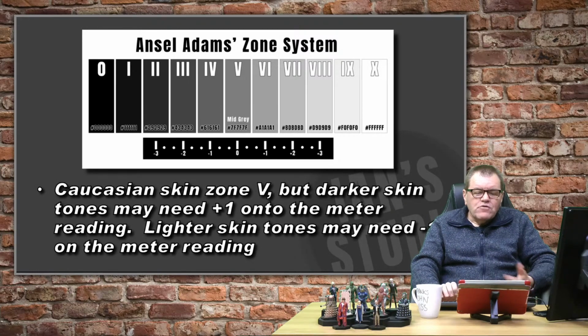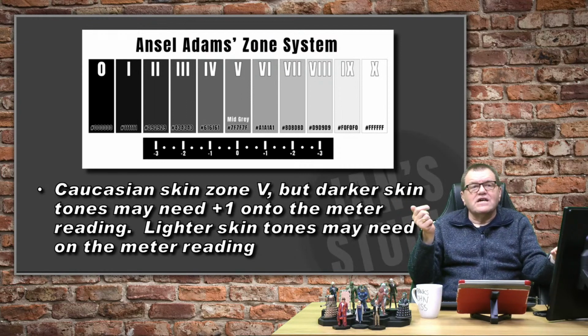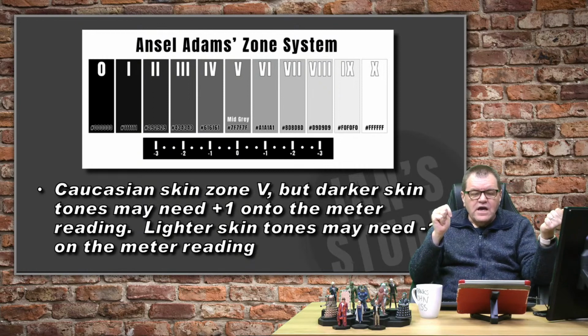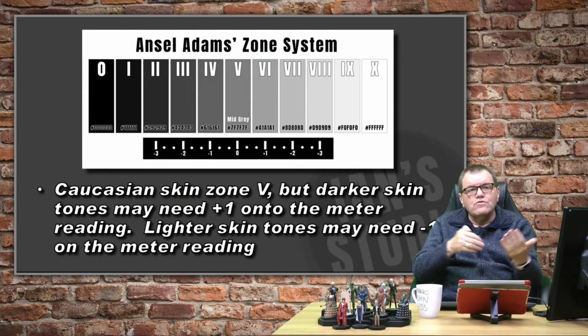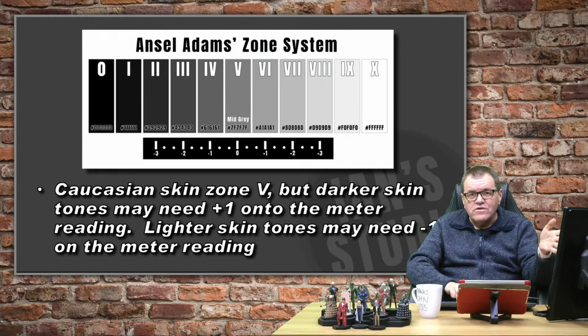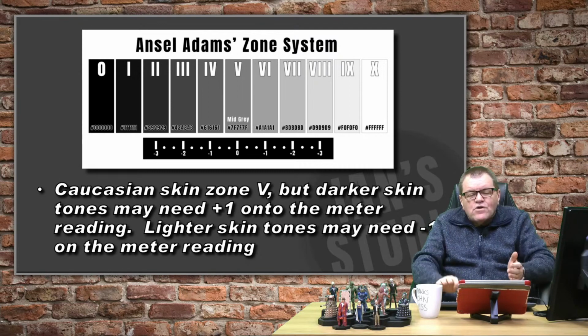Another example, Caucasian skin might be zone 5. So again, you would mark it 0, and that's the classic substitute reading, isn't it? Palm of the hand, you point the camera at your hand, and you set your exposure based on that, as long as you're in the right light. If you've got darker skin tones, then you would work that on +1. If you've got lighter skin tones, it might be -1 on that meter reading. So you can choose where you want to meter based on the zone system.